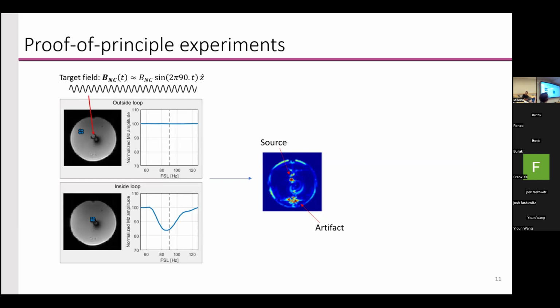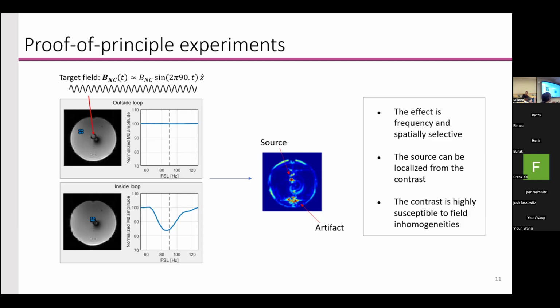And if we then generate the spin lock image as a function of the amplitude of the spin lock, so targeting a different frequency in each measurement, we see that if we stand in a row outside the loop, we have a constant signal, but if we stand inside the loop, we have this huge drop of signal because the amplitude here was huge. So if we subtract these two images at the resonance condition, we can reconstruct the source of the activity. So indeed, the effect is frequency and spatially selective.